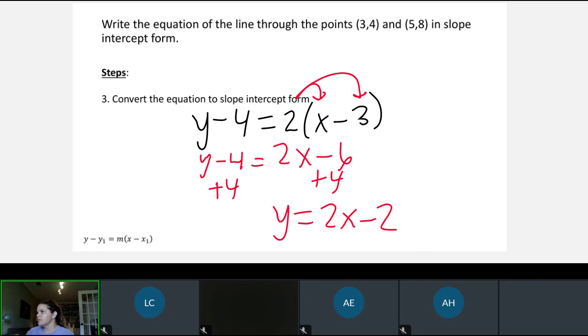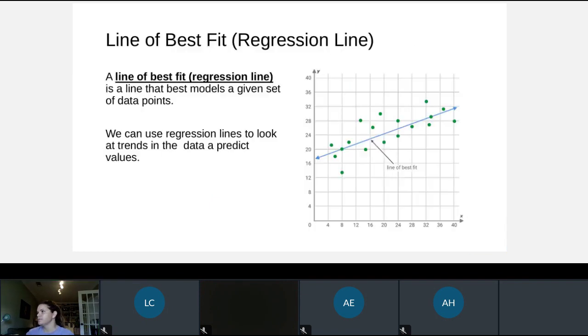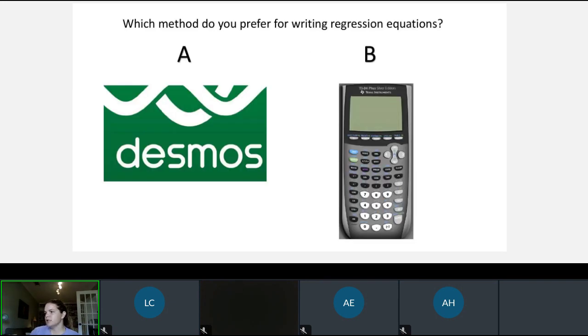Okay. Let's switch gears for just the last 15 minutes. Here we go. The regression. Okay. So we can use regression lines to look at trends in data and predict values. So you have 2 choices of ways that you can complete a linear regression. So you can use Desmos.